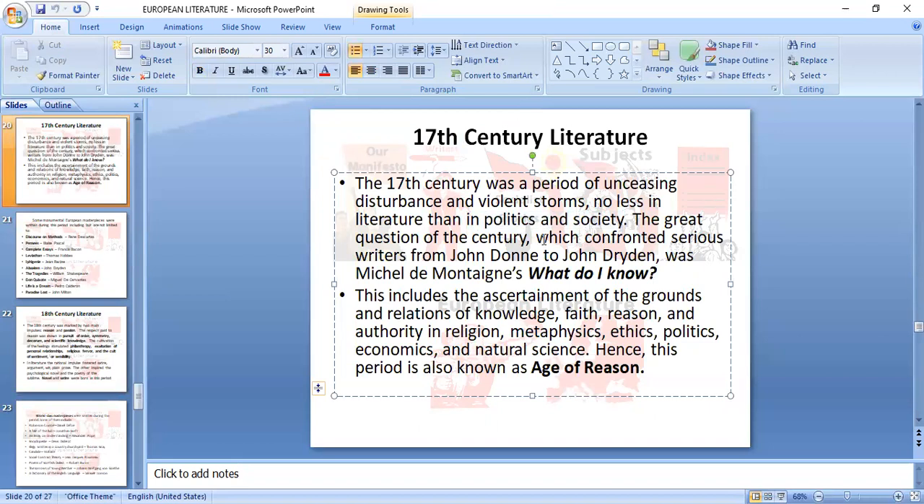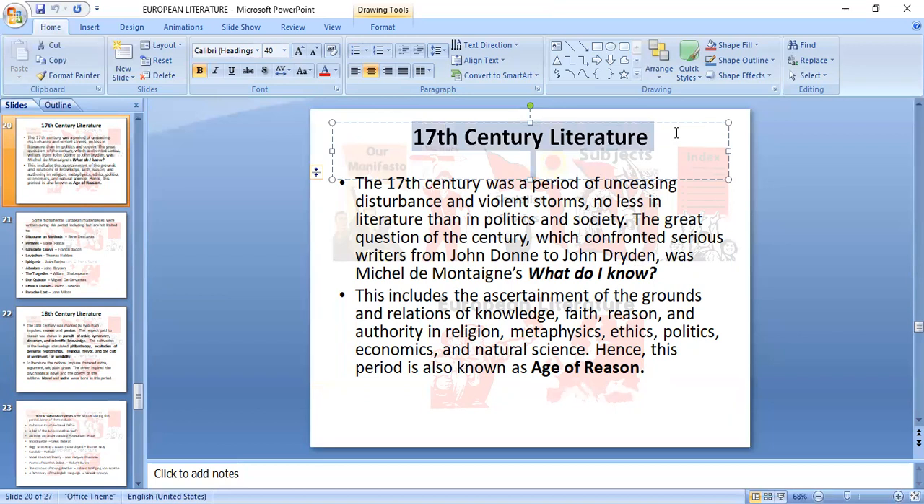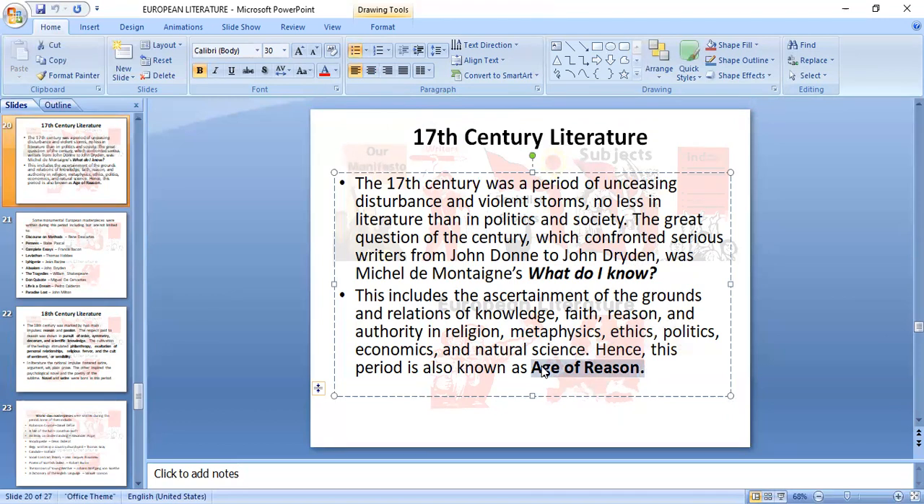The great question of the century, which confronted serious writers from John Donne to John Dryden, was Michel de Montaigne's, what do I know? When we say 17th century literature, we are talking about the age of reason. Because in this age of reason, it focuses on the grounds and relations of knowledge, faith, reason, and authority in religion, metaphysics, ethics, politics, economics, and natural science.